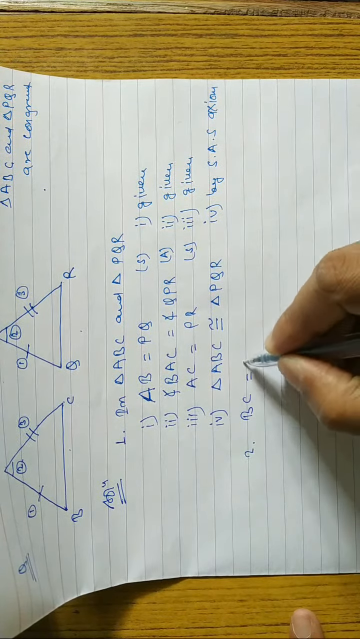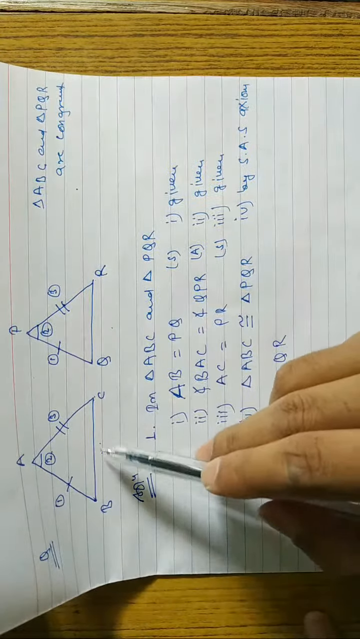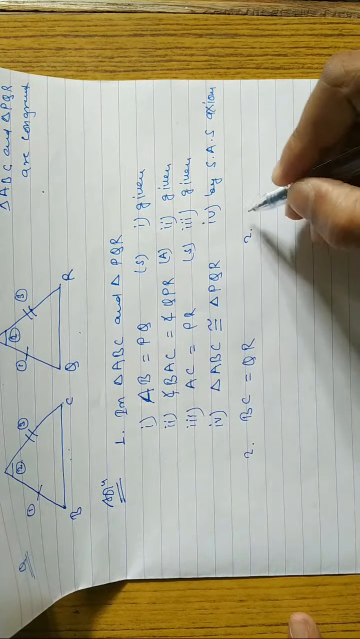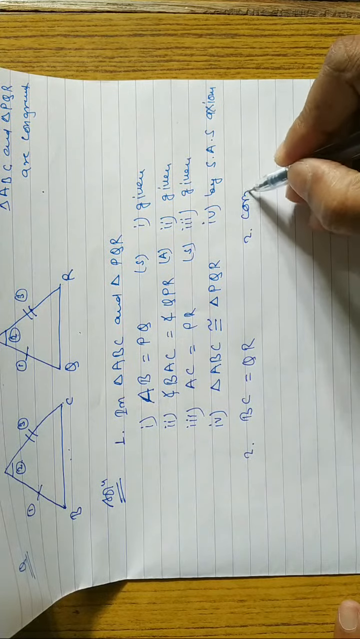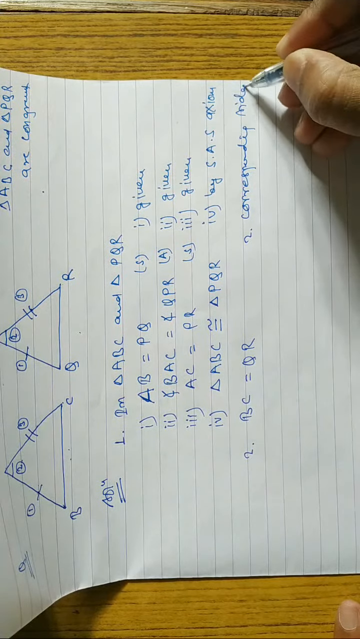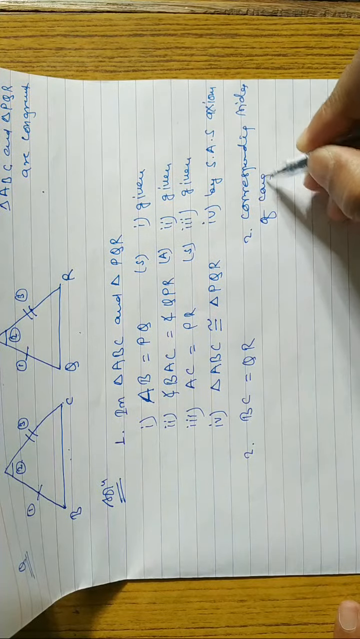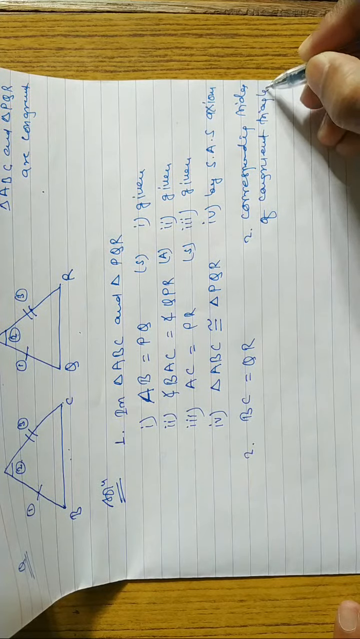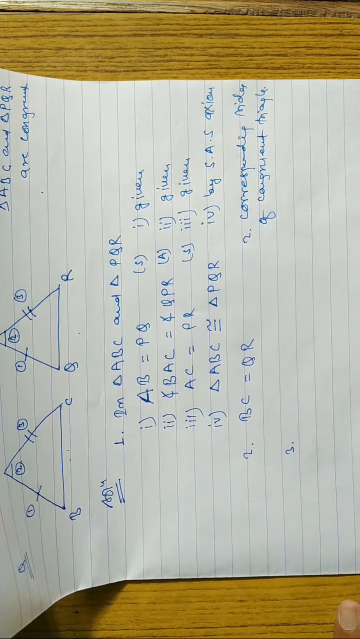Let's write BC is equal to QR. Remaining side means this two only. So we have to write BC is equal to QR. And the reason we have to write is corresponding sides of congruent triangle. Okay, after this we have to write down corresponding angle also.